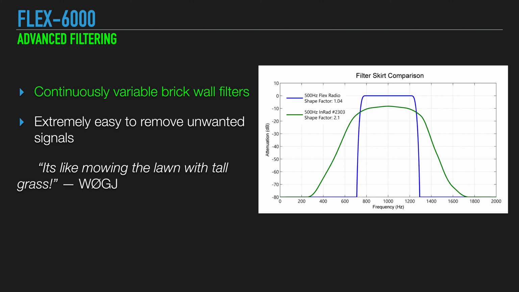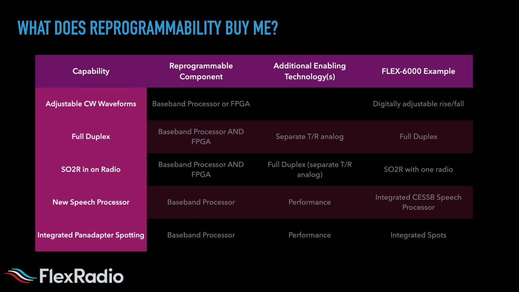Here's a filter skirt comparison. The green line is a top of the line INRAD analog filter that you might find in many radios for CW, and the blue is the 500 hertz, shape factor 1.04 radio filter that's in the Flex 6000 series. So this is something that, if you have a true SDR, you're able to program things like this in your radio. Here's some more additional capabilities.